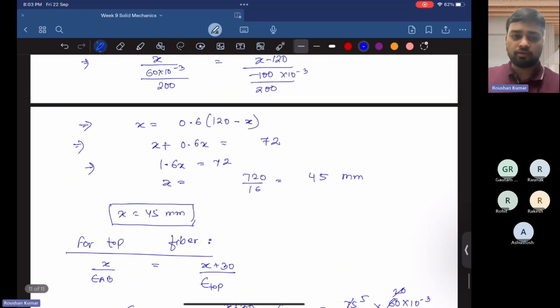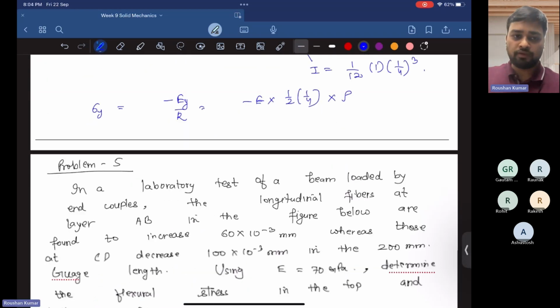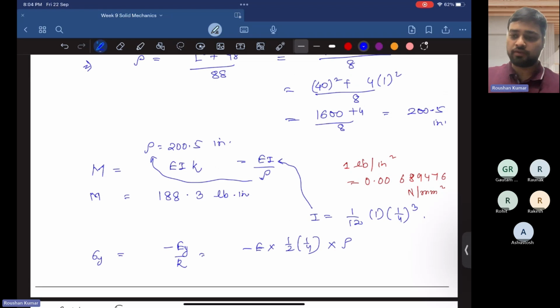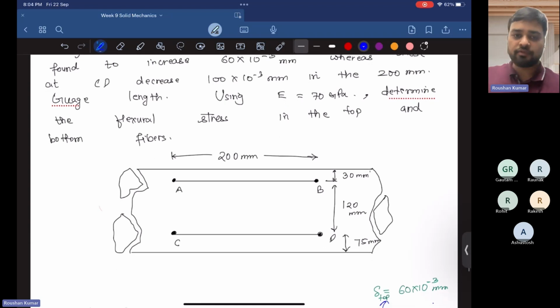So this is the last question that is solved now. Today we have solved around 5 questions, and all these questions are very important in terms of bending of beams. So I hope you all understand these concepts through this question, and yes, this is all about today's session.